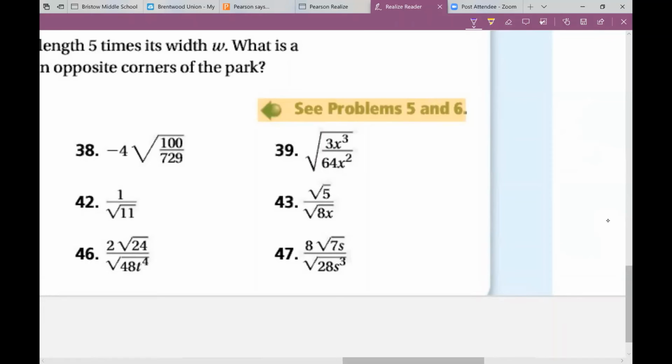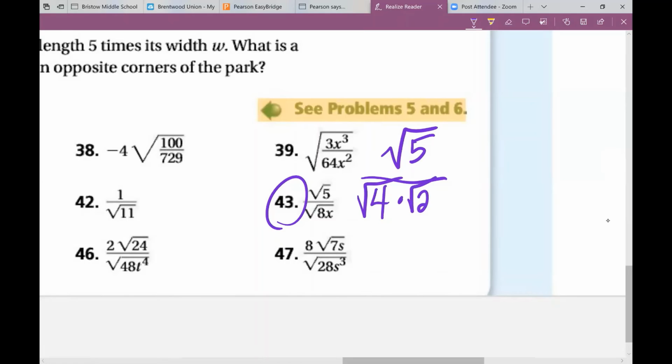But the rule is that you cannot leave a radical in the denominator of your fraction. So if you look at 43, unfortunately, we have a radical 8x. Neither one of those are a square number. So we're going to have to do a little bit of extra work. In the numerator, we have radical 5. So that's okay the way it is. In the denominator, I'm going to change the radical 8x into square root of 4 and square root of 2x. So I know that the square root of 4 is 2. And I'm going to recopy the other items.